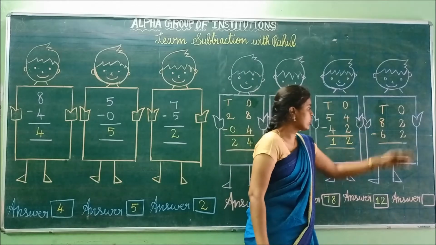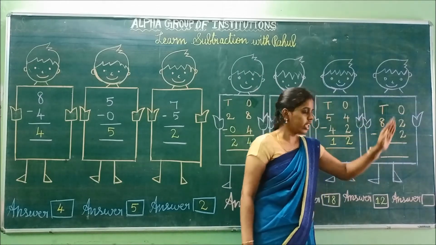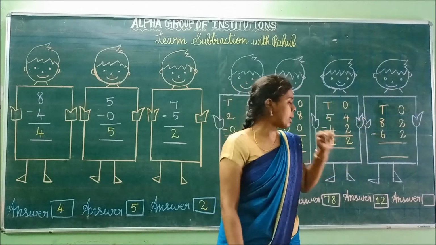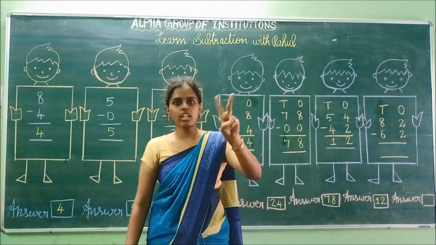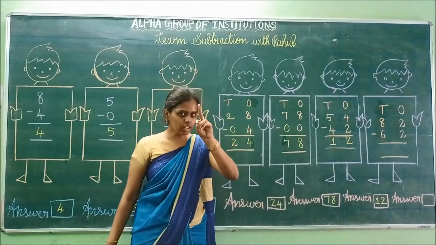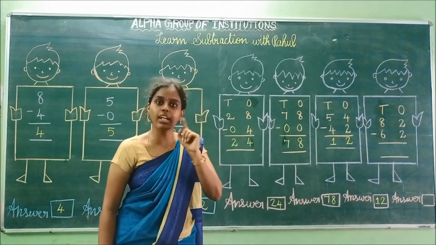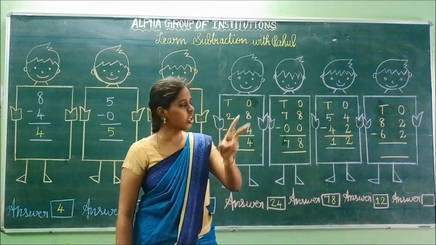Okay? Your last sum. We are having 82 and 62. In the ones place, we are having 2 and 2. So, start subtracting. 2 in the mind, take 2 in the fingers. Before 2, 1, 0. Before 1, we will be having the number 0. So, 2 in the mind, take 2 in the fingers.